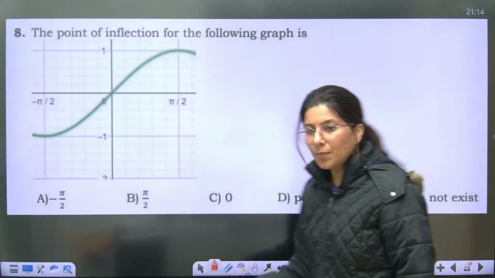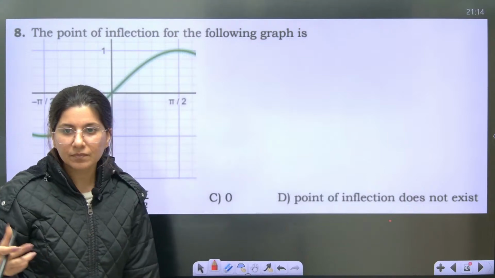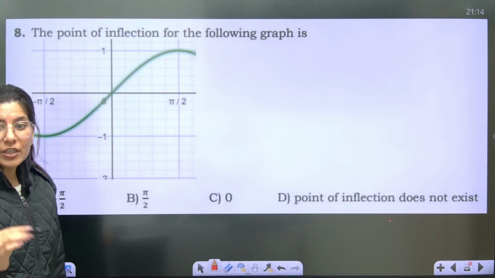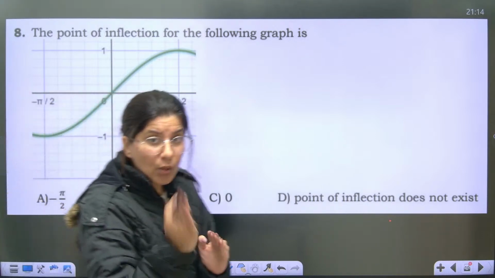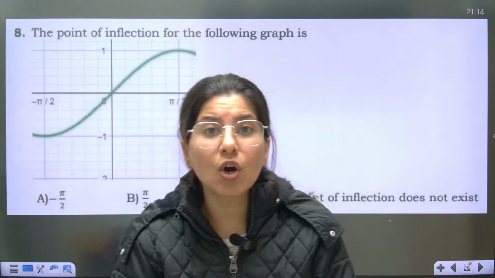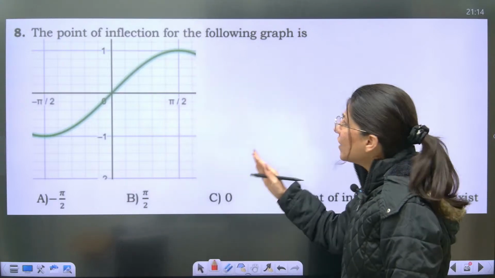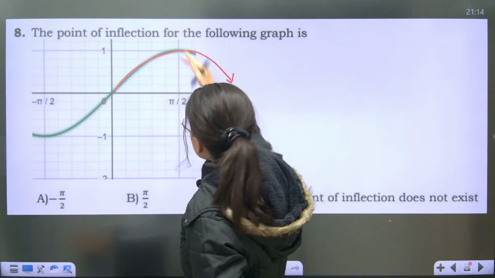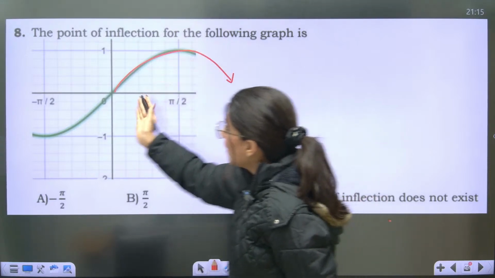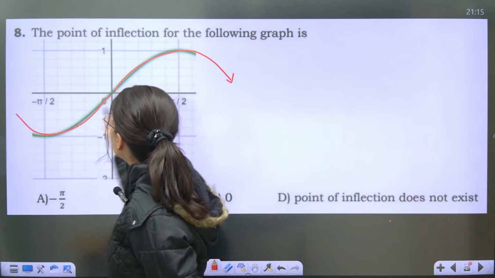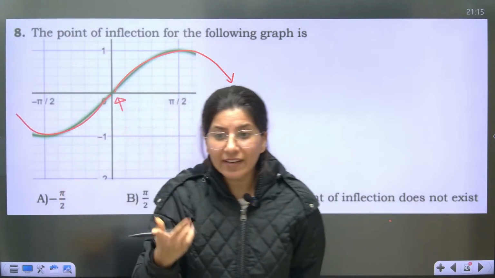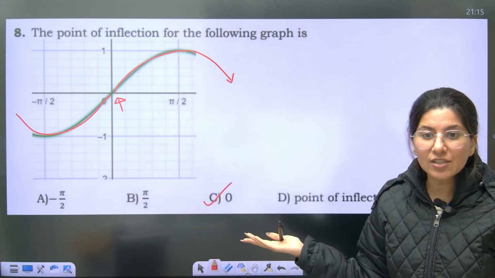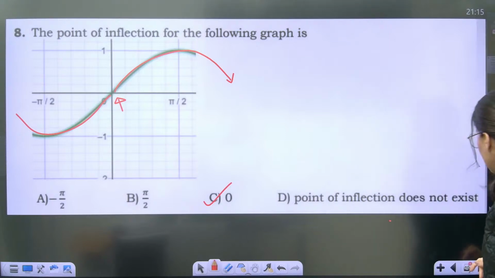Now let's talk about point of inflection, guys. Understand what is point of inflection. Point of inflection is that point about which your curve changes its concavity or curvature. So over here, as per this graph, you can see that your curve is downward facing. And before 0, your curve is upward facing. So this is your point of inflection. About 0, you can clearly see your curvature is getting changed. That is why option C is absolutely correct.